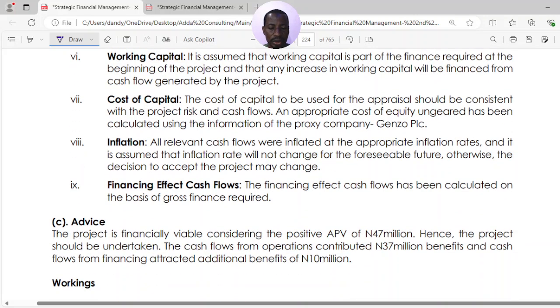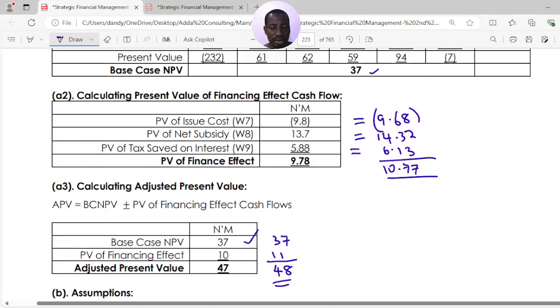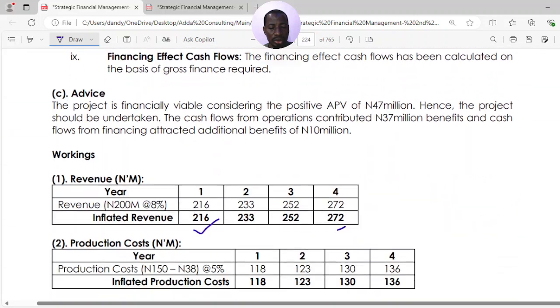Then lastly, we talk about financing effect cash flow. So the financing effect cash flow has been calculated on the basis of gross finance required. Remember, I explained that you can either use net finance required or gross finance required. So our assumption here is that we use gross finance required, even though in the question the examiner has told you that you should use gross finance required. So for part C of the question, the examiner is asking to advise. Okay. Part B, you have to state your assumptions. Then part C, you have to advise.